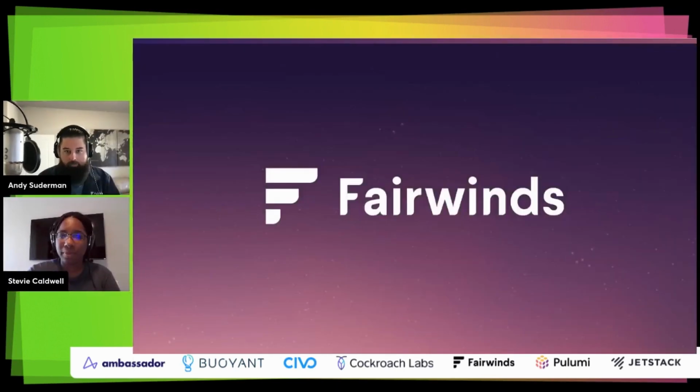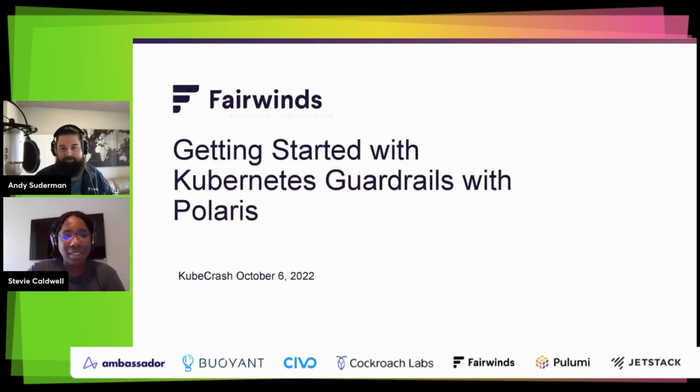Andy, did you have a slide deck you want to put up? Yeah, there it is. Thank you. Hello, slide deck, my old friend. All right, so this talk is getting started with Kubernetes Guardrails with Polaris. Polaris is an open source tool that Fairwinds created, and we're going to talk about using it to create guardrails in Kubernetes. My name is Stevie Caldwell.